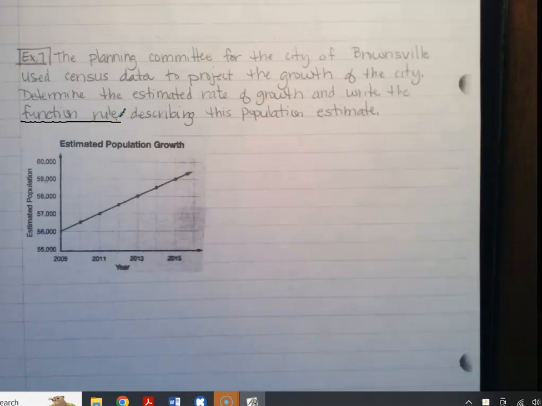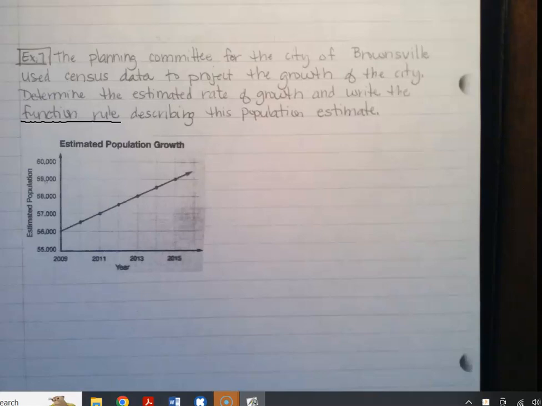So how are we going to do that? You think you can figure out the slope pretty easily? Okay, how are we going to do that? 1,000 over 1. It jumps from 2009 to 2011, and there's a year in between. So every dot is going over 1 year. And it looks like every year the population is increasing by 1,000. Estimated increase of 1,000. Do you guys agree with that? No. 500.